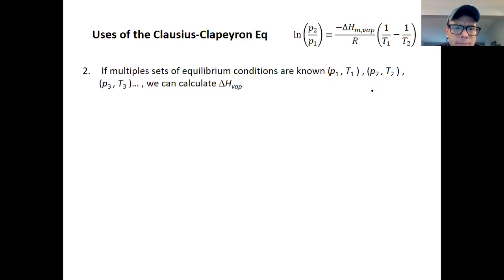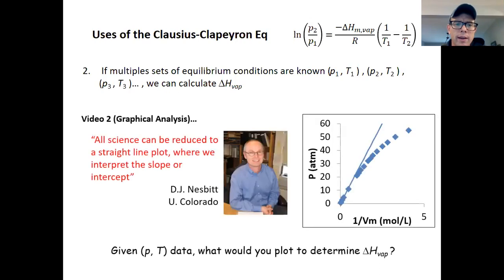Here's the second. If multiple sets of equilibrium conditions are known, that is, I know P1, T1, P2, T2, P3, T3, I know the vapor pressure at a series of different temperatures, I can calculate delta H vap. So this is the complement to that previous usage.